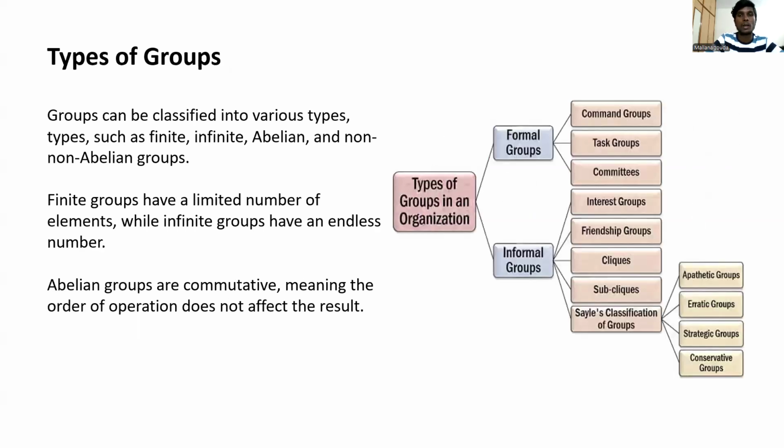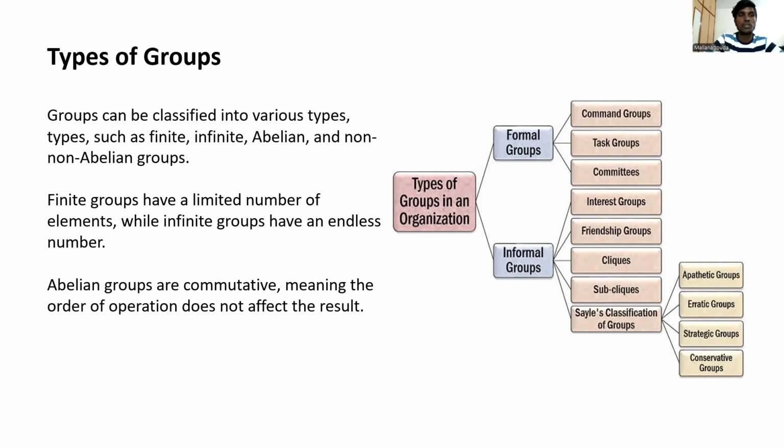Types of groups. Groups in an organization are formal groups and informal groups. In formal groups, there are command groups, task groups, committees, interest groups, and friendship groups. Under classification of groups, there are four types: apathetic groups, erratic groups, strategic groups, and conservative groups.